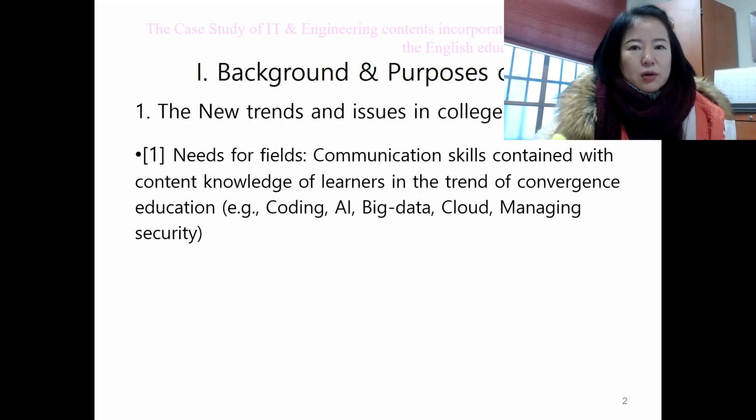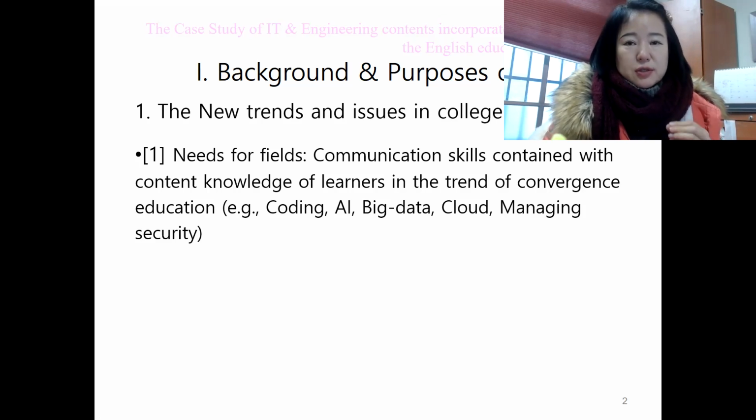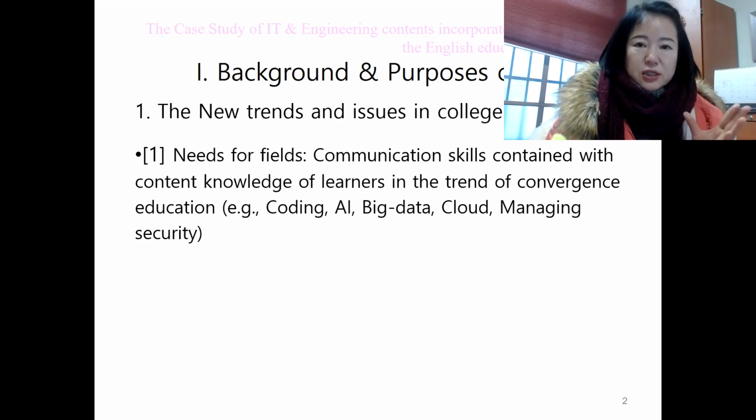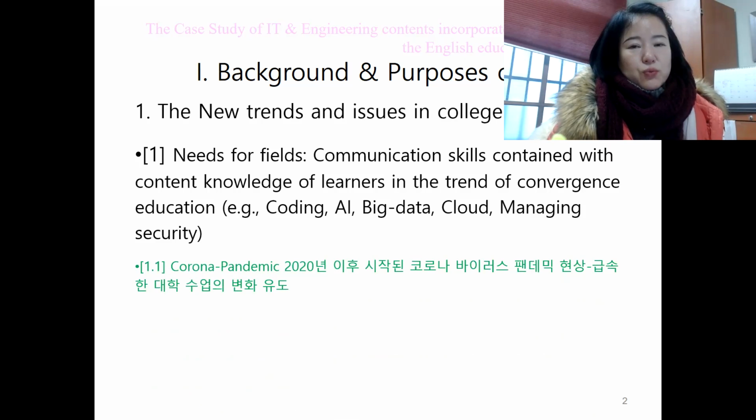So for example, the students who will be recruited in coding or AI or big data or cloud and managing security areas need to collaborate a lot with workers from India or China or other foreign countries, who should share and communicate their opinions in English. So in our university, especially in the IT or engineering field, many professors have been suffering. Oh, how can we improve students' communication skills to exactly express their content knowledge in the area of big data or AI?